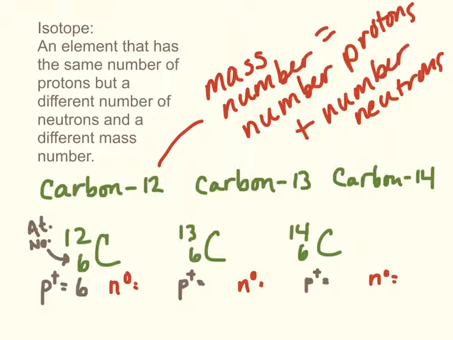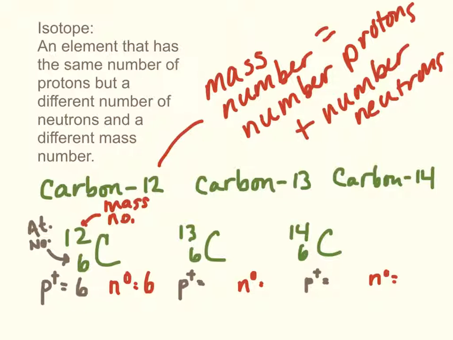Now, if the mass number is the protons plus the neutrons, and our mass number is here on top, and that's protons plus neutrons, to figure out neutrons, we're just going to subtract our protons from that. So in this isotope, we have 6 neutrons. See if you can anticipate the next isotopes before I get to them.